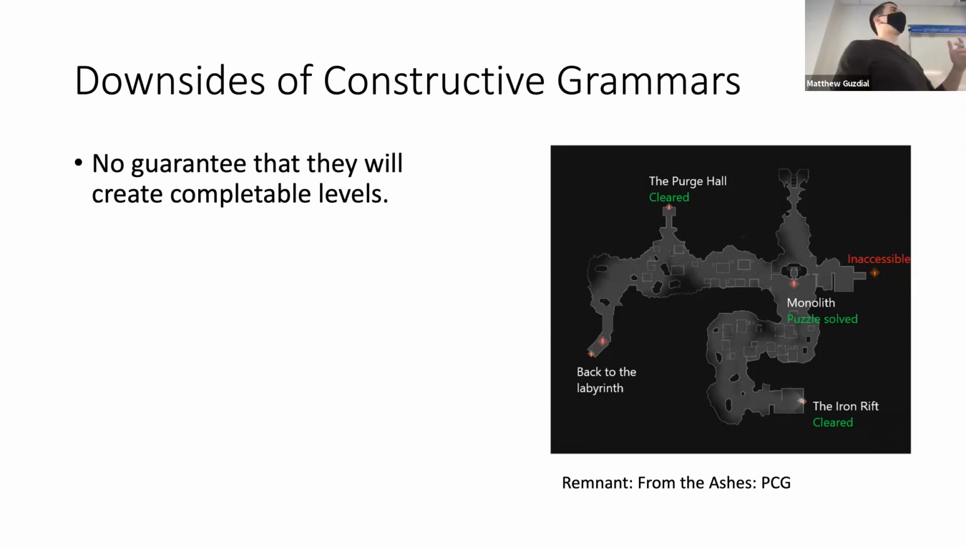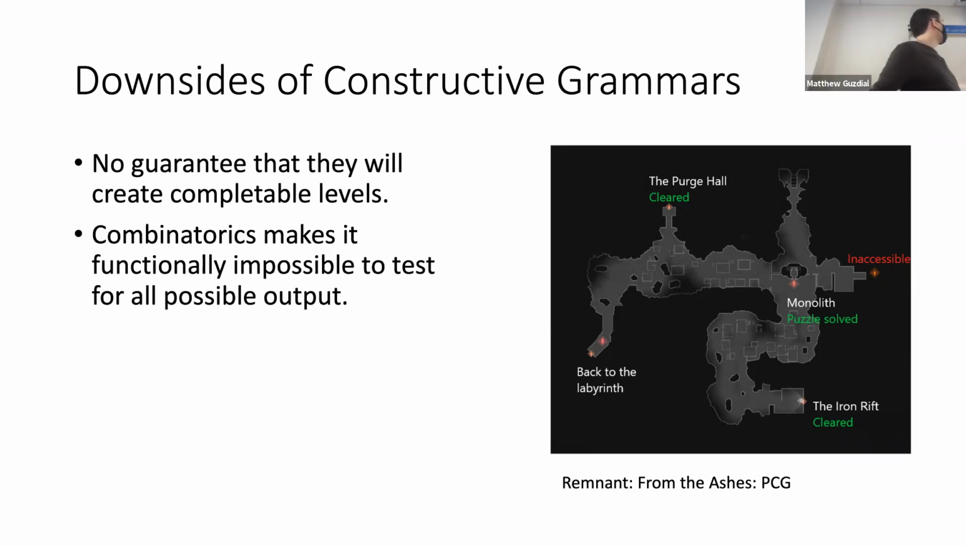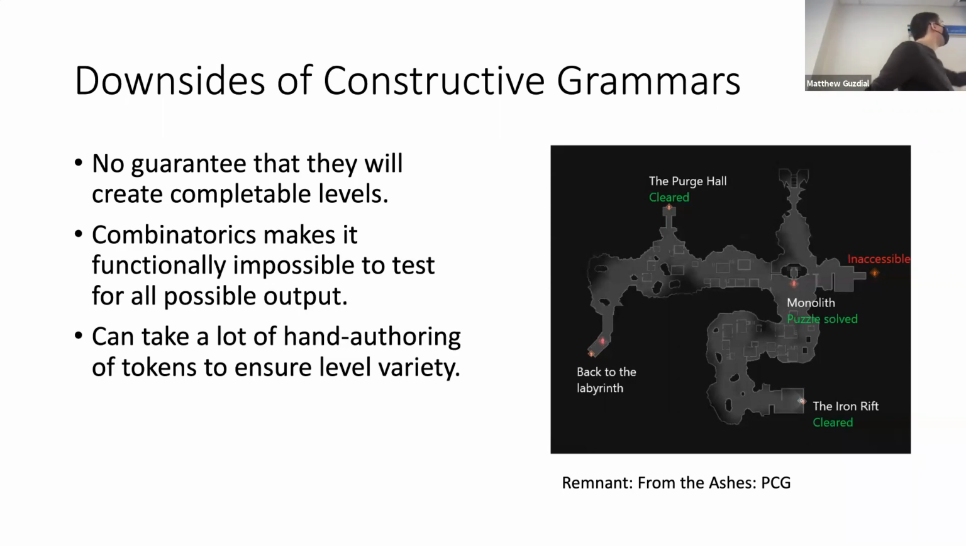The people at No Man's Sky, for example, authored automated bots to check their generated content, because there's no way that a human could check all of it at scale. And so they use that to then try to change their editors and make it better. And then you can take a lot of hand authoring of tokens to ensure level variety. This is really key. It can often turn out that you just need a lot of human authored content to avoid the feeling of, oh, I've seen that section before, as you're moving through the content.